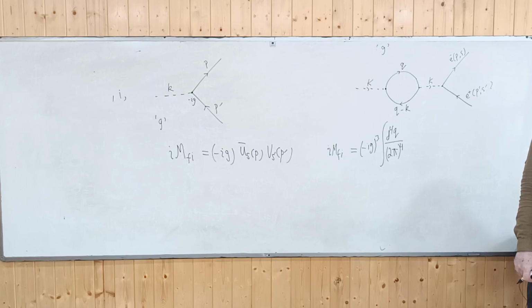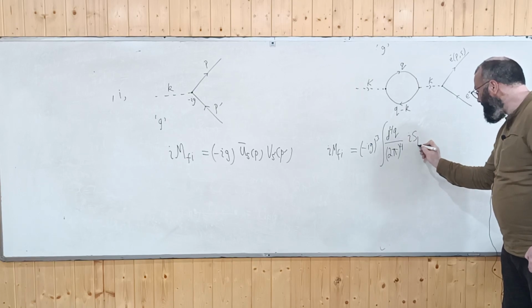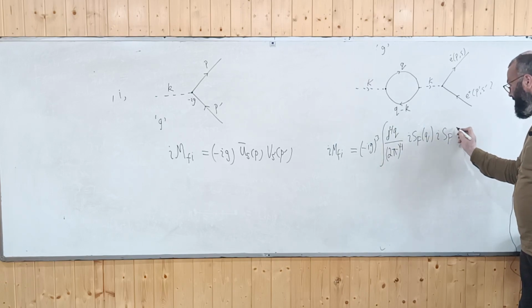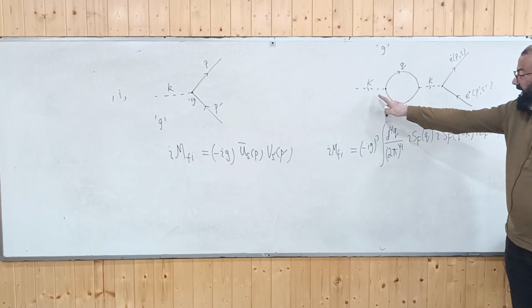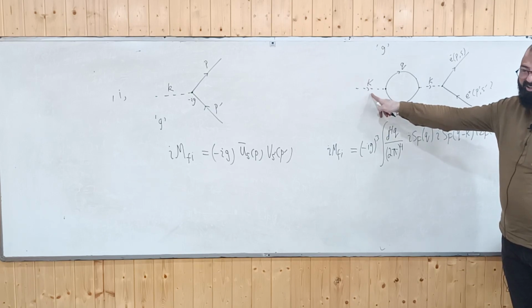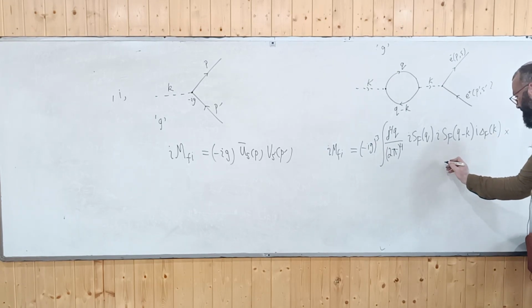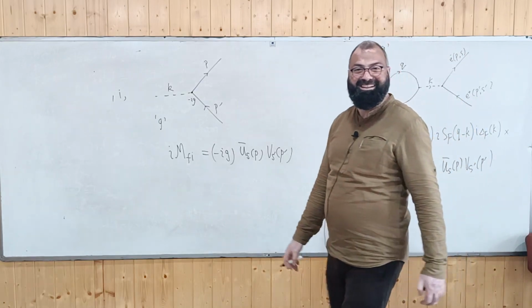Now you have to specify the propagators. This is a fermion propagator, so I write iS_F(q). Then the next fermion propagator, iS_F(q minus k). Then the next propagator is the boson propagator, i delta_F(k). Now you have to put the factors for the external lines. The boson line does not have any factor, but for the fermions you multiply by u bar(P, S) and v(P prime, S prime). So this is the final amplitude for the process.